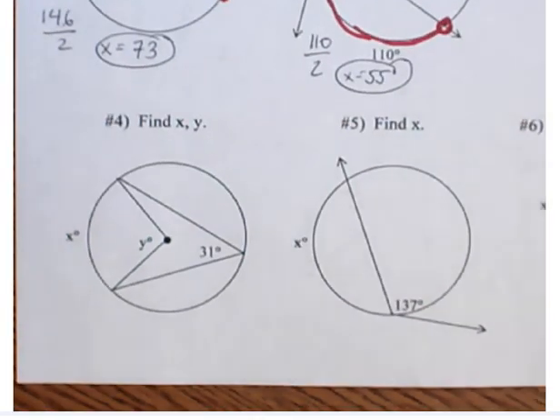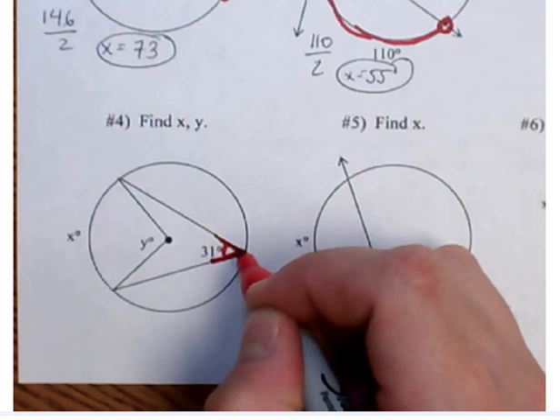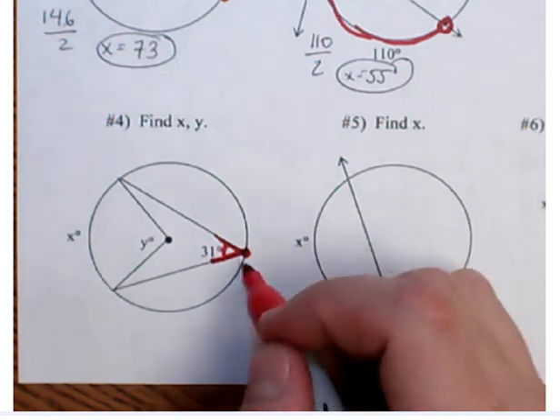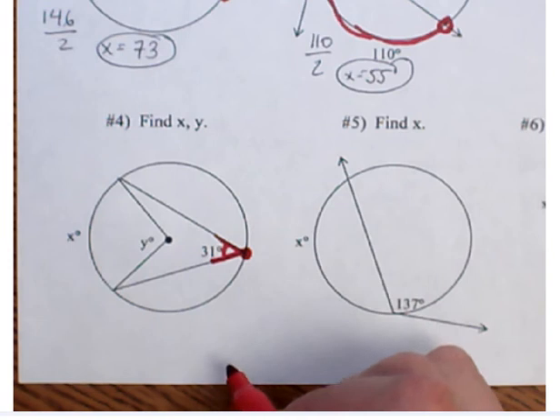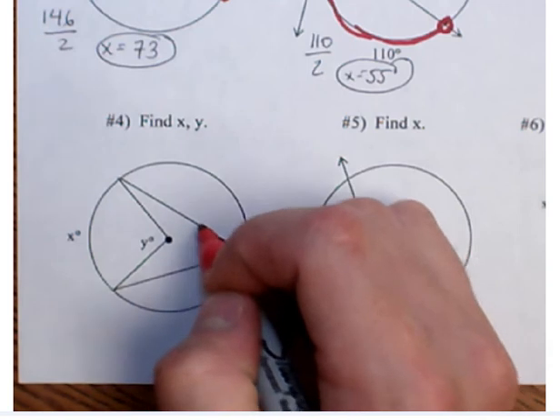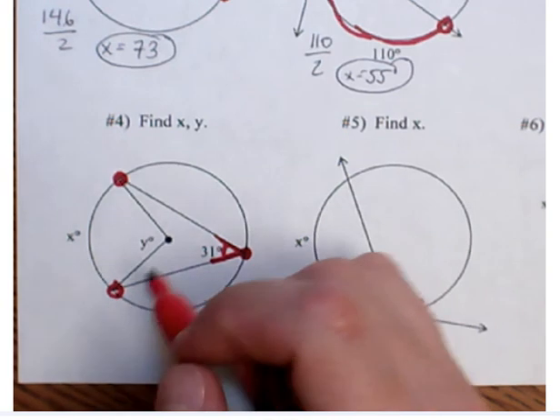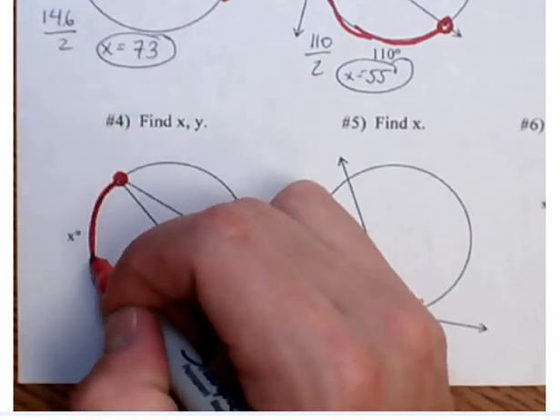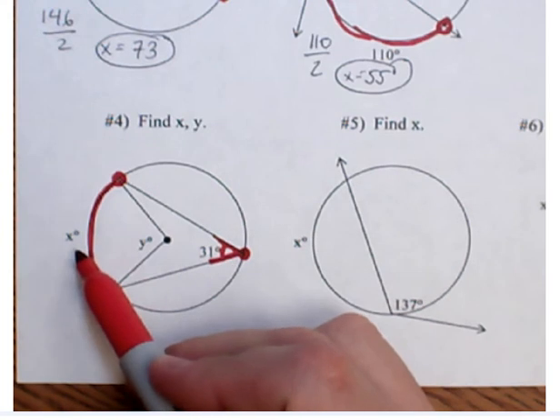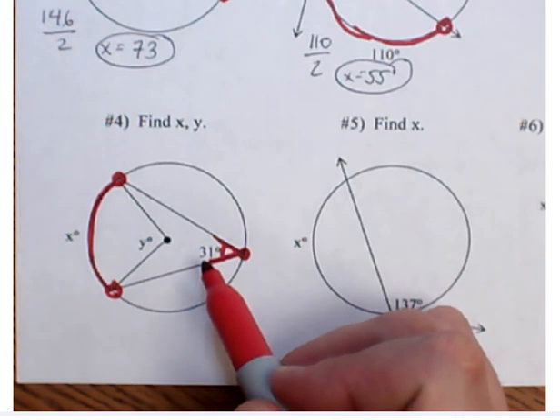Find x and y. Okay, so now they're asking us to find different pieces here. Well, let's see. The only number that we know is 31. 31 degrees is this angle. It's inscribed. The vertex is on the circle. Here's the vertex. Well, let's look at where that hits the circle. If we trace it out, this angle, it's going to intersect here and here. So the intercepted arc is going to be x. Well, you know that the inscribed angle 31 is half of x.